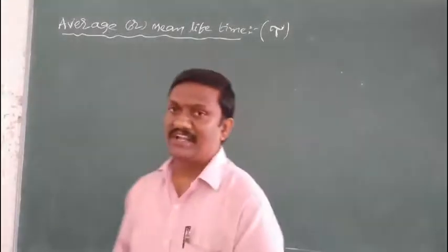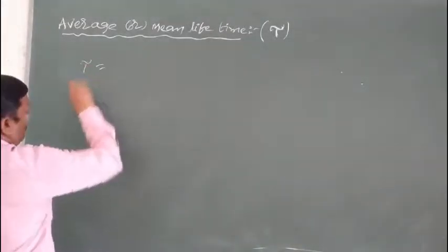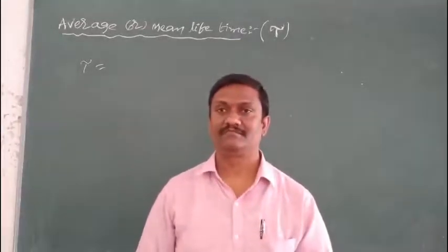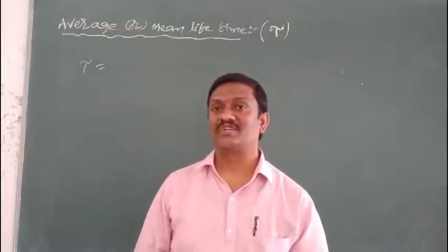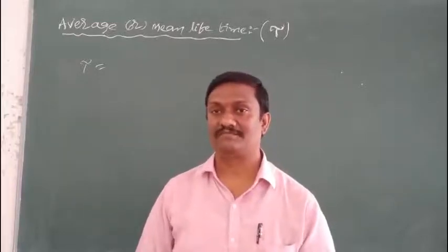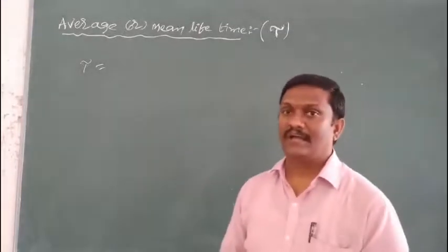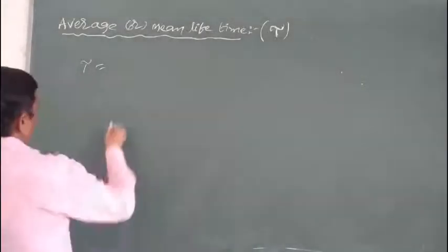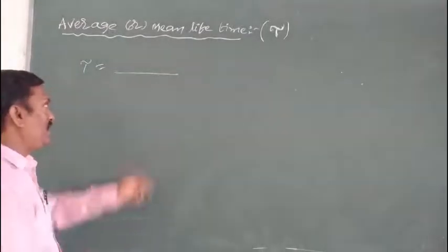Now what is the definition of average or mean lifetime? The general definition we know: average means the sum of all values divided by the number of values. Like that, average lifetime is the ratio of the total lifetime of all atoms to the number of atoms. That kind of time is called the average lifetime or mean lifetime. So tau is equal to the ratio of the total lifetime of all atoms to the number of atoms.